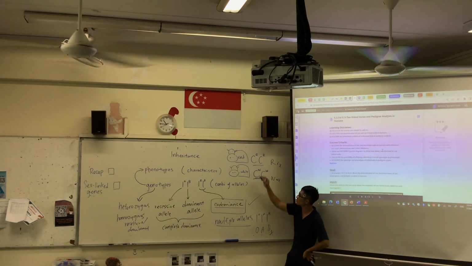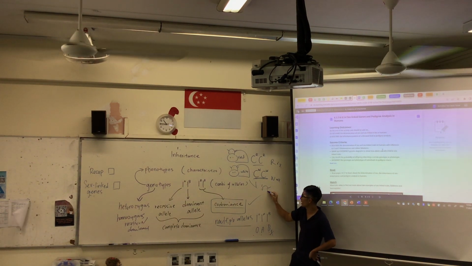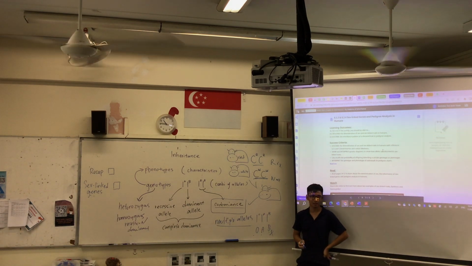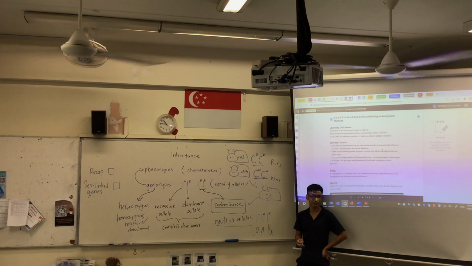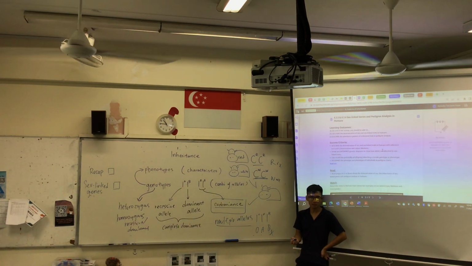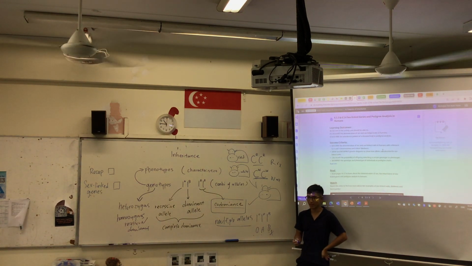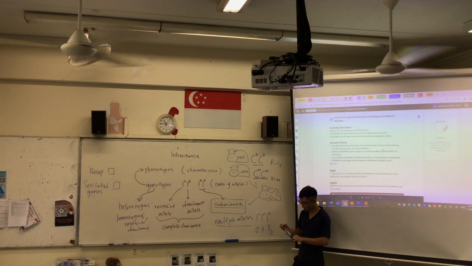So I ask you, if these 2 cows mate with each other, what color will the baby cow be? Okay? What color will this baby cow be? Red and white. That is the correct answer. It should have patches of red, patches of white.